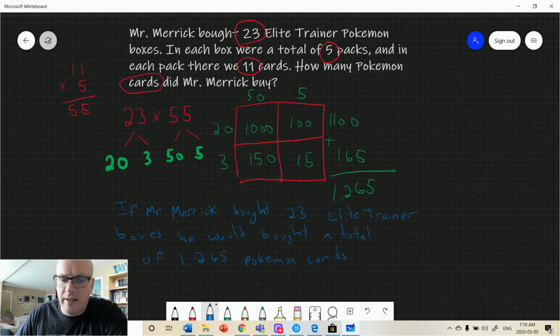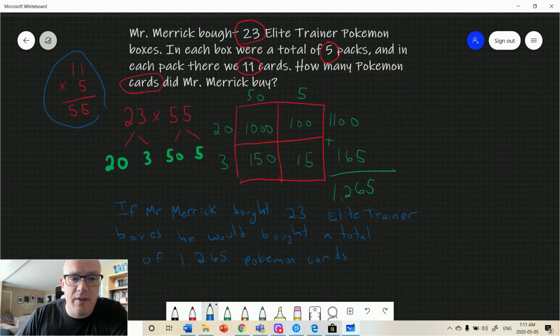So, let's review how we solved this. The first thing we did, we wanted to see what we had to solve. We want to solve how many cards Mr. Merrick bought. Well, there were 23 Elite Trainer boxes. Each box had 5 packs with 11 cards. So the first thing we need to do is see how many cards were in one box. 11 times 5 equals 55. We know there are 55 cards in each box.